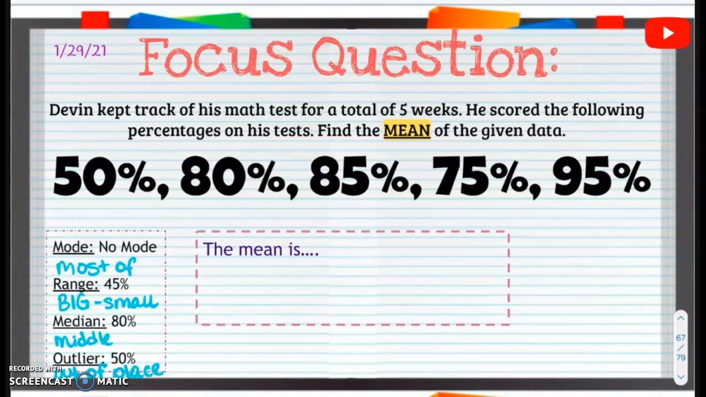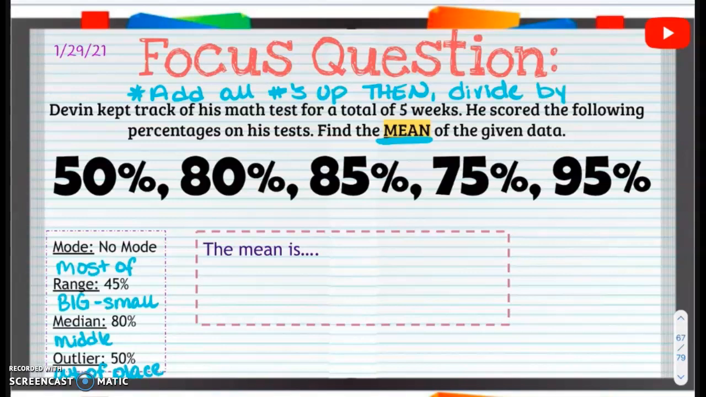All right, so we're going to find the mean. So the mean, we're going to add all of them up. Add all numbers up, then divide by the amount of numbers. All right, so first thing what we're going to do, we're going to add all of them up.